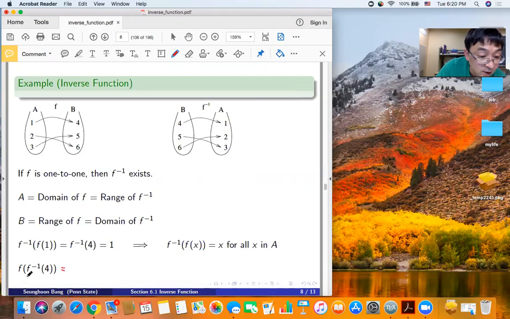So similarly, calculate the inverse f of 4 first. Inverse f of 4 is 1. Then exactly f of 1. What's f of 1? We use function f: 1 is going to 4. So this is the same as 4. So what happens? Cancel. The cancellation equation works. So like this, we have it.